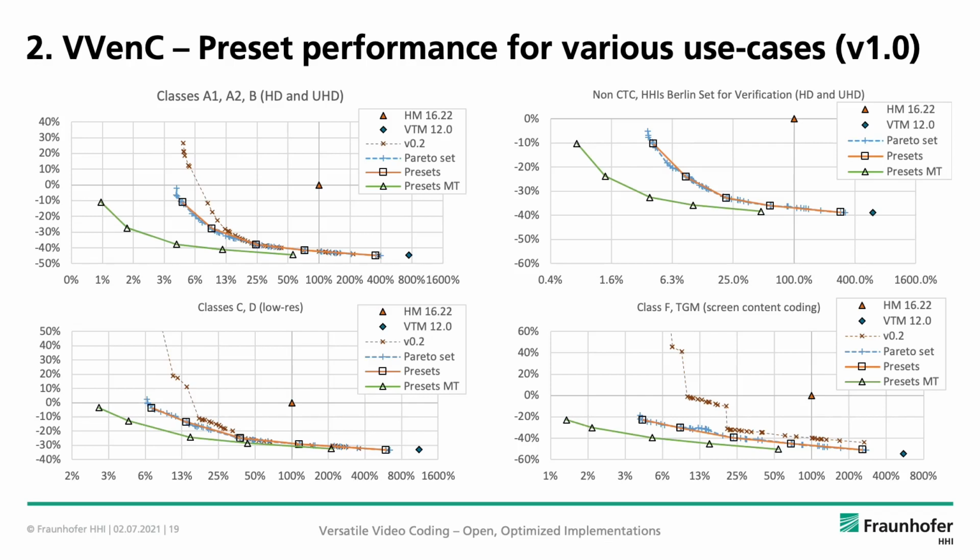But of course, we want to validate that it works for different types of content, as you can see in those 4 graphs. On top left, we have our training test set. On the top right, we have an HD and UHD validation test set. On the bottom left, we have a low resolution test set. And on bottom right, we have screen content, which is basically classes F and TGM from JVET.